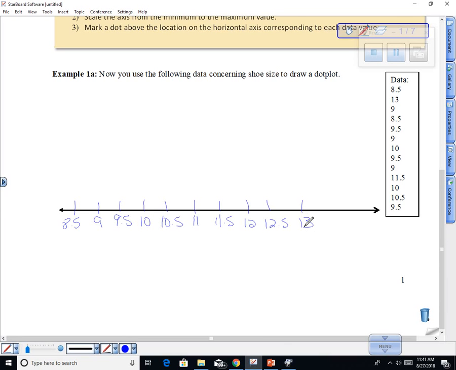And then I definitely want to label the axis, and this is shoe size, so that's how I'm going to label my axis, shoe size. That way the person who's looking at my chart knows what I'm looking at. And then the way I do this is as I get the data, I just mark it off. So for instance, 8.5, I'm going to mark through that and then put a dot for 8.5.